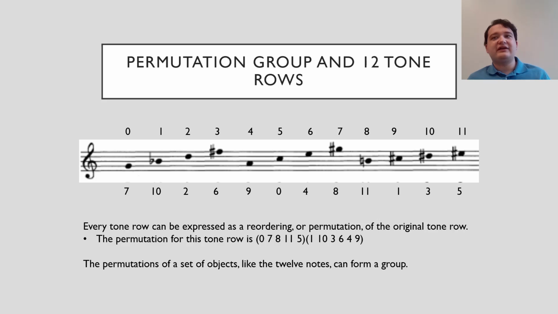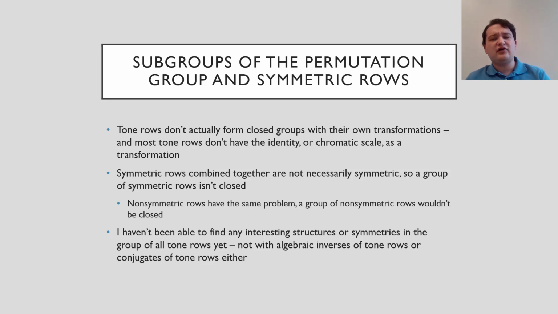Other researchers have already found ways to describe rotation, inversion, or transposition in the 12 permutation group. So I decided to look in a different direction and try to find interesting subgroups or structures in the set of all permutations of 12 tones. So far, I haven't really been able to.